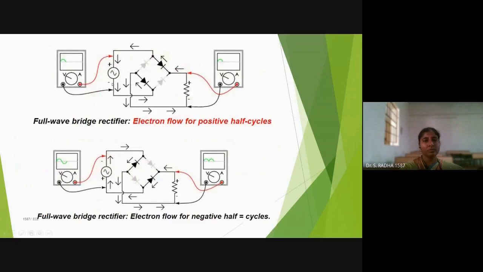Now this is the bridge rectifier I was telling you about. When you give the positive half cycle in the input, these two diodes will be in on state, forward bias, and the other two diodes will be in reverse bias, meaning open circuit, and this is how the output is coming. When you give the negative half cycle in the input, these two diodes are forward bias and the other diodes are reverse bias, so open circuit. That is how the second one is coming. Because this is forward bias, it is coming in the positive direction only.